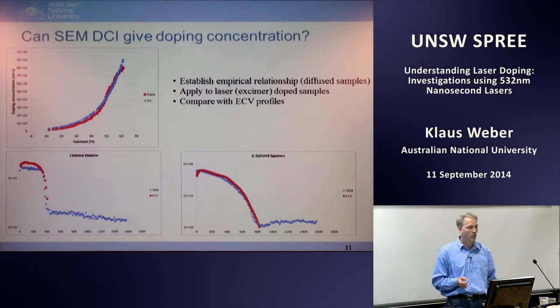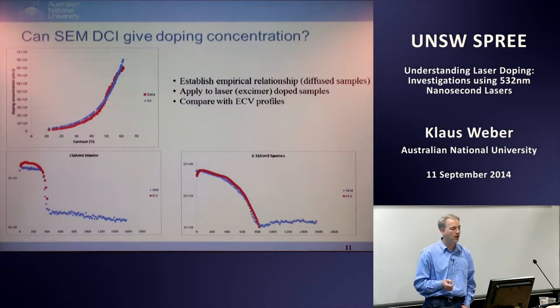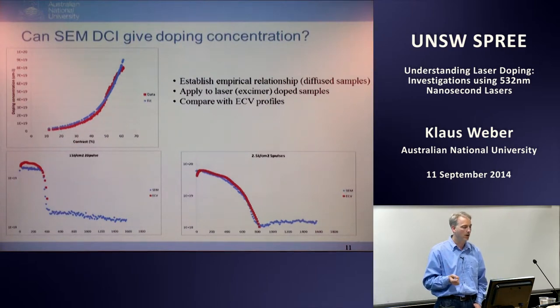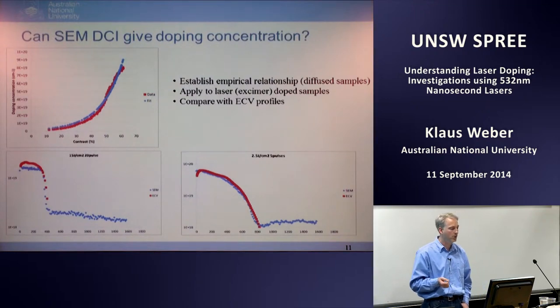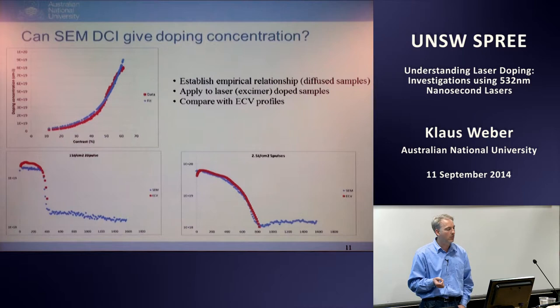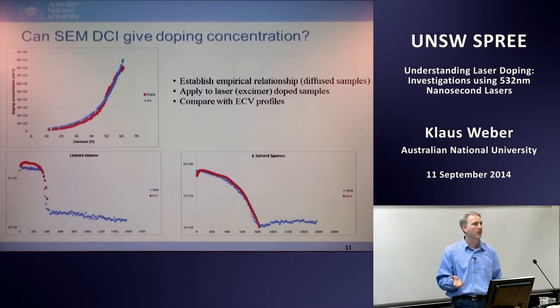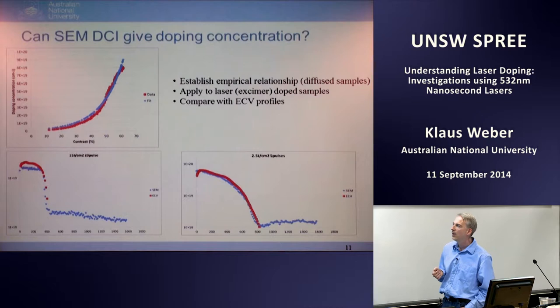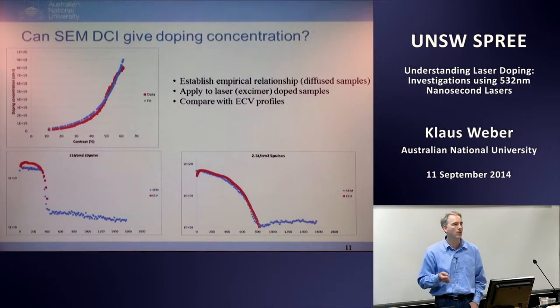One of the things that we wanted to explore a little bit was whether we could use this technique to get a bit more information than simply this region is doped and this region is not doped. Can we actually get some doping density maps from the dopant contrast imaging? So we did some experiments where we first did some diffusions of various depths, and then we measured those diffusions with both the standard ECV profiles and with the SEM, and we tried to establish the relationship between the two. So we get an empirical relationship, and that's what you can see at the top left there. And then we applied this relationship to some laser doped regions.